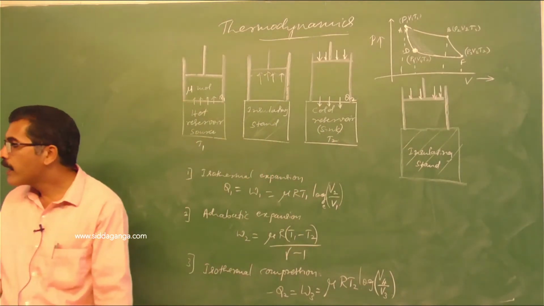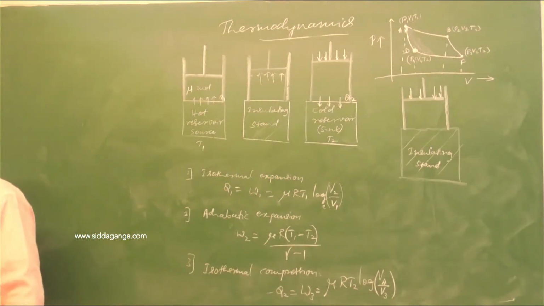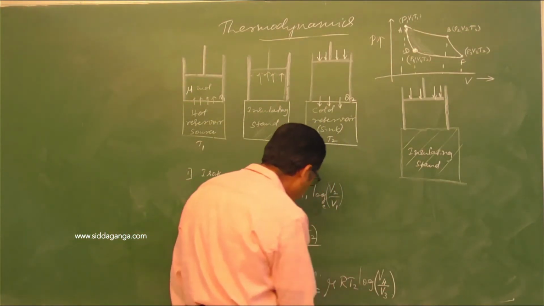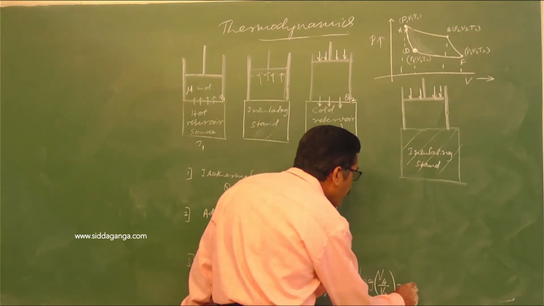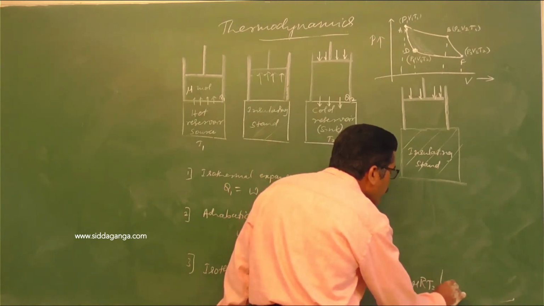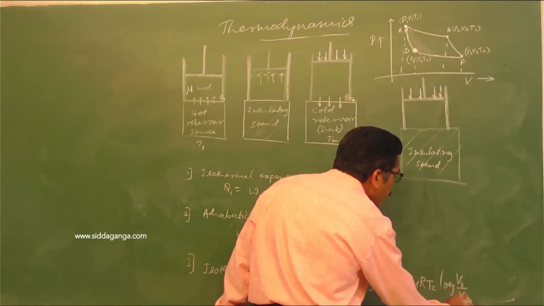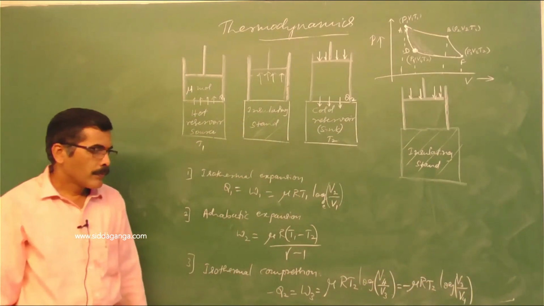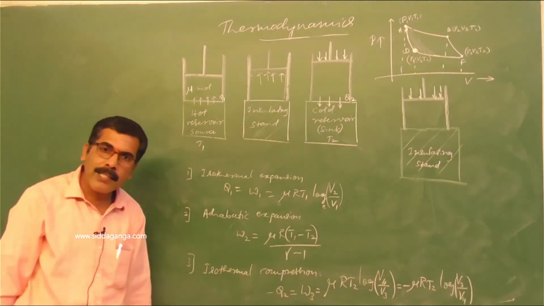Or if you want to put a negative sign, in such a case, we can easily write this as mu into R T2 log of V3 by V4. We can even mathematically write it like that.